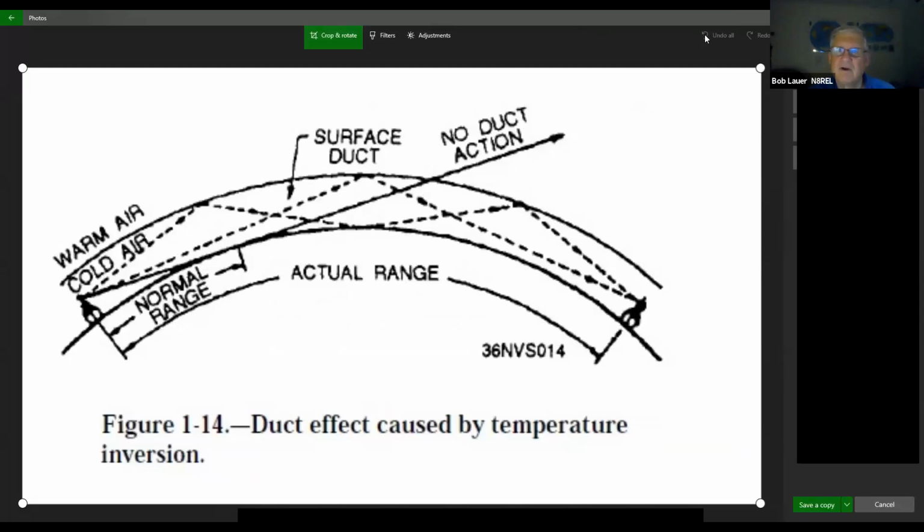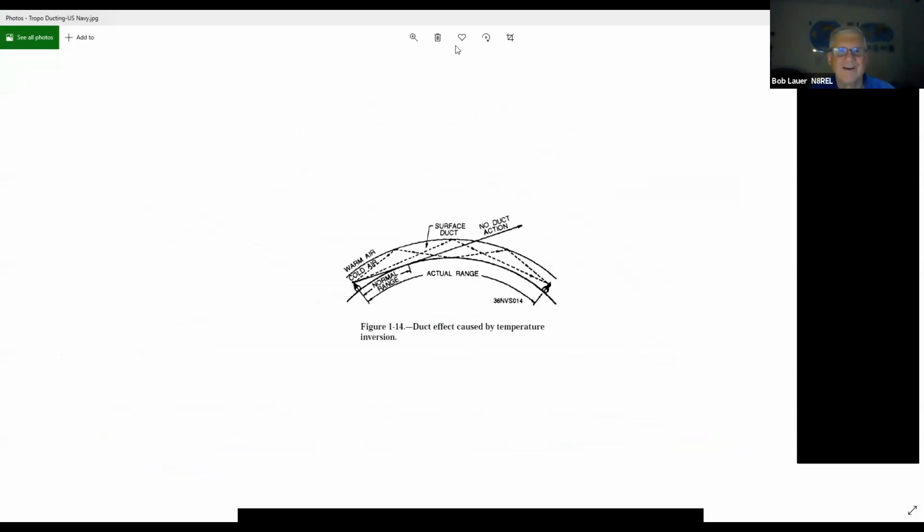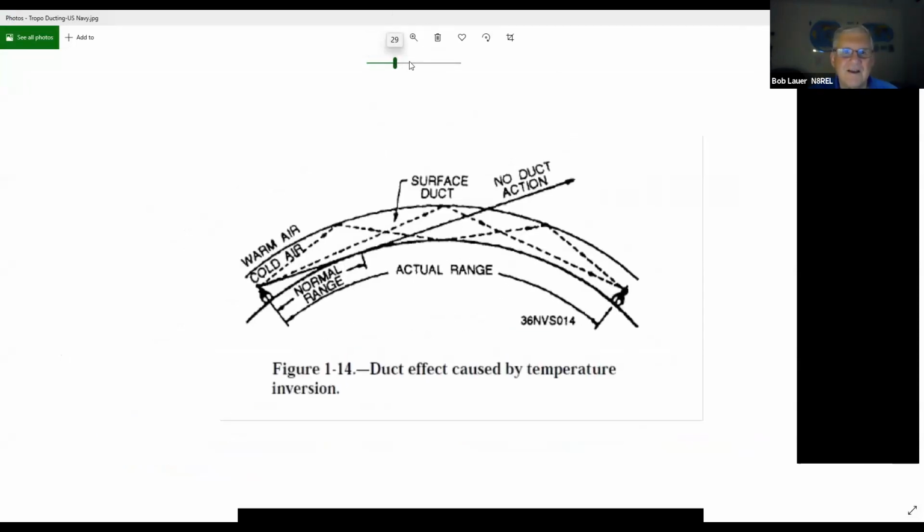Undo. Well, I don't know how that worked. Okay, let's go back here.